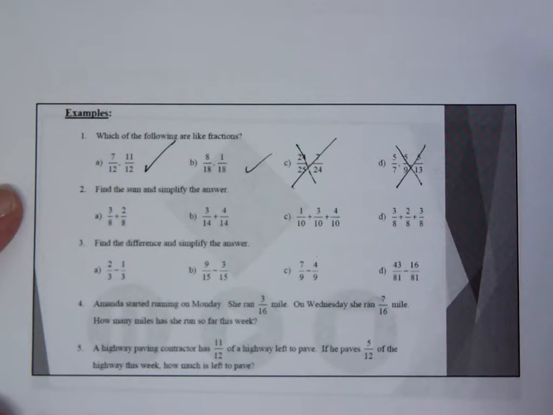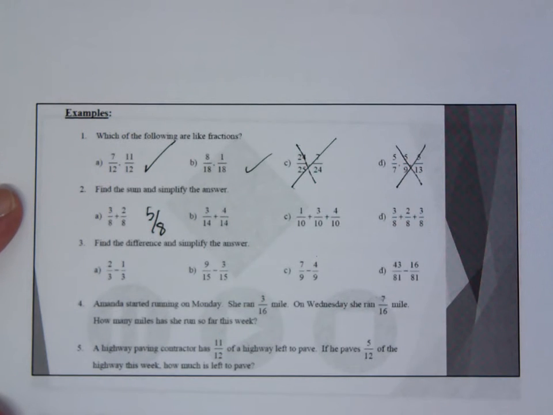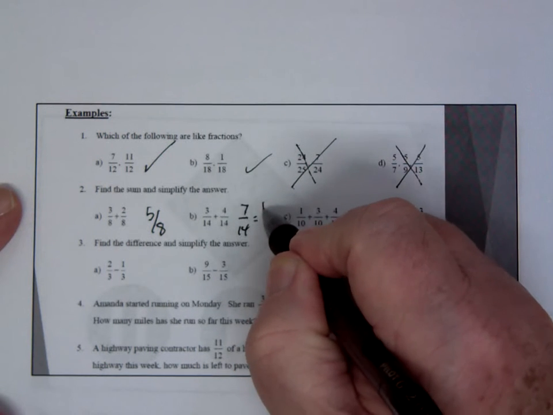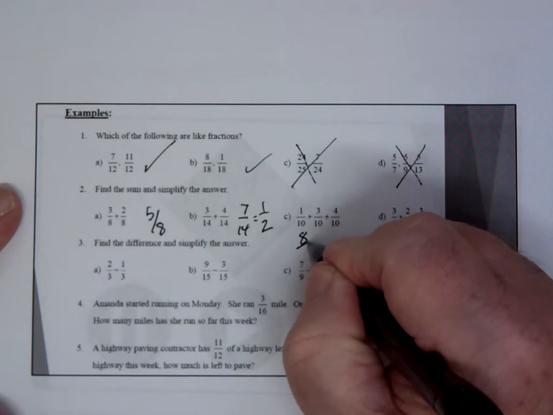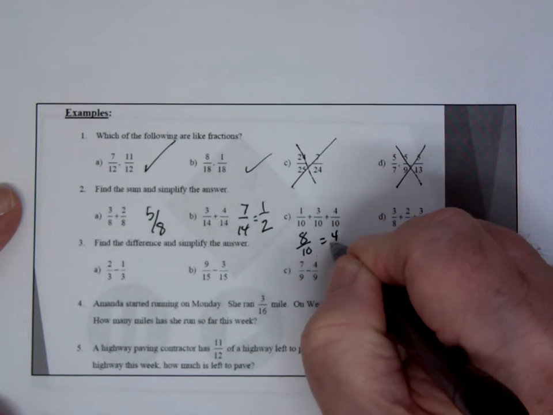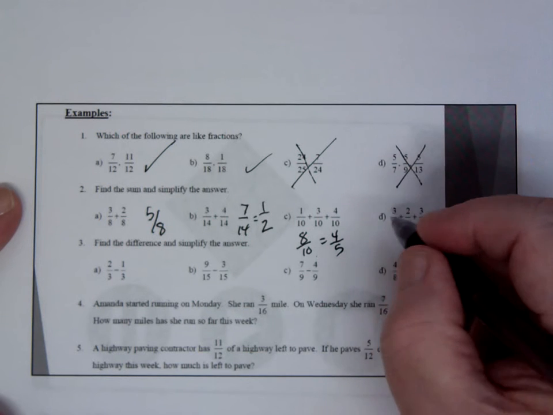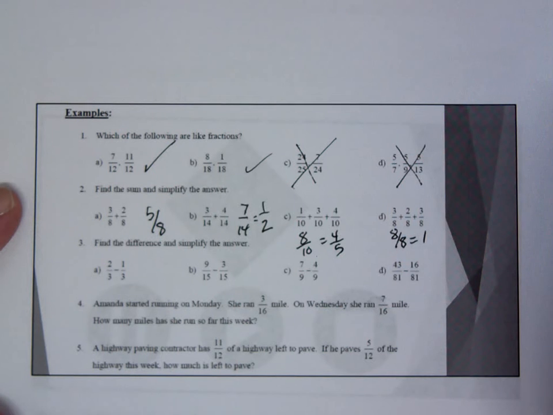Now what we're going to do is add these, and we have common denominators, so we get 5 over 8 for the answer to the first one. We get 7 over 14, but 7 over 14 in lowest terms is 1/2. Here we get 8 out of 10, and so 8 tenths is also 4 over 5 in lowest terms. And here when we add that, we get 8 over 8, and 8 over 8 is known as 1.